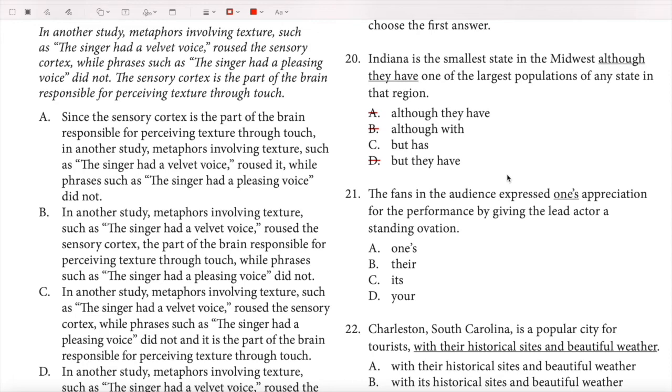But you see also why you can't just be like, well, B sounds okay. B sounds okay. It's not good enough here. There's something wrong with three answer choices. Your job is to find out what's wrong.